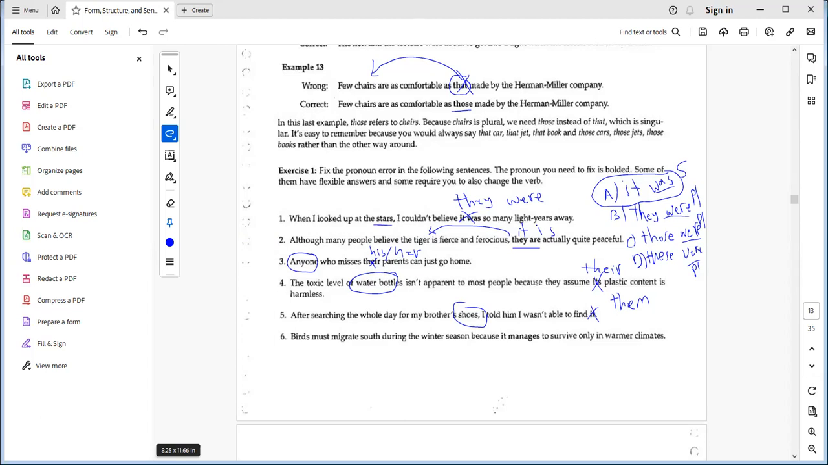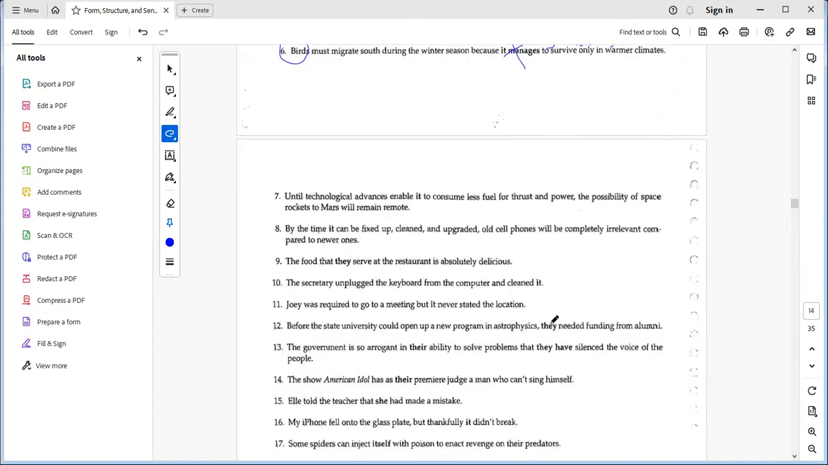Birds must migrate south during the winter season because they manage to survive only in warmer climates. Perfect. We're talking about the birds, so we must write they manage. They, and don't forget to change the verb. Manage. Let's go to number 7.